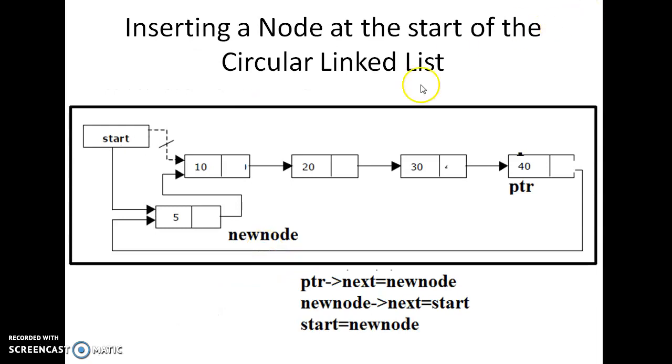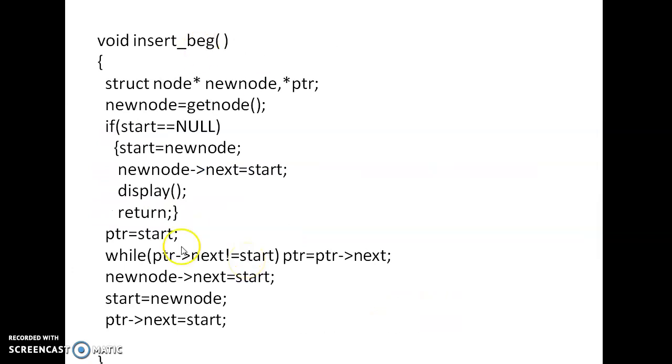After going to the last one, what are the three operations? Pointer of next pointing to the new node, new node of next pointing to the start, and start pointing to the new node. Those are the three operations we are writing. New node of next pointing to the start, start pointing to the new node, and pointer of next pointing to the new node, whichever order we can write in this manner.